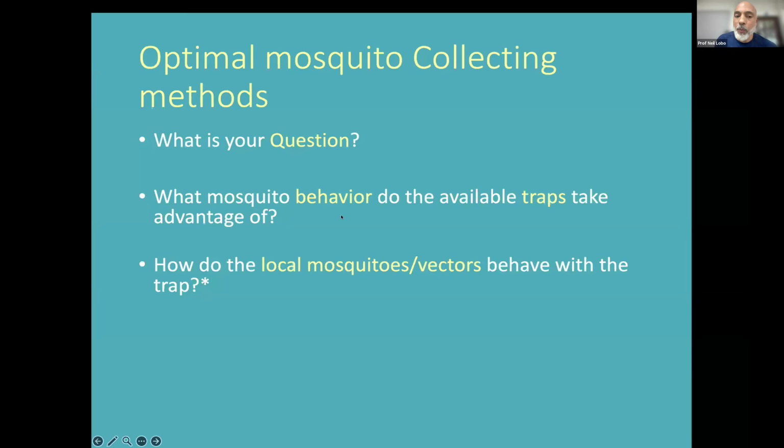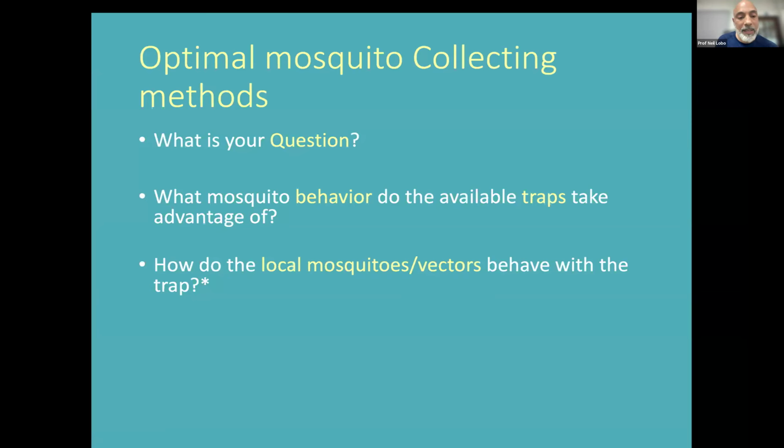The next part is, what is the mosquito behavior that the available trap takes advantage of? The mosquito behavior is really important. And what we've realized is that the same species at different sites act differently. And of course, as we've mentioned before, different species have different behaviors. So it's really important to understand how your local mosquitoes behave with your trap.